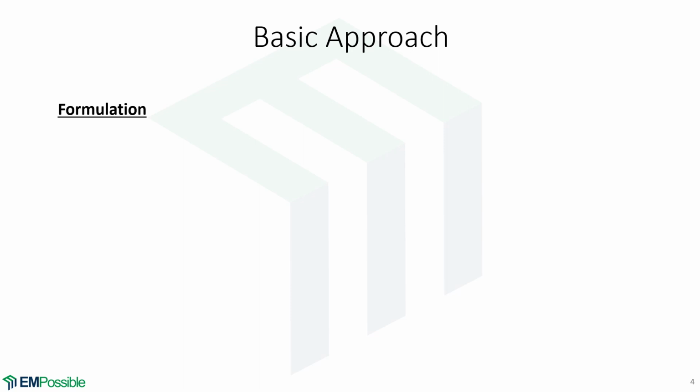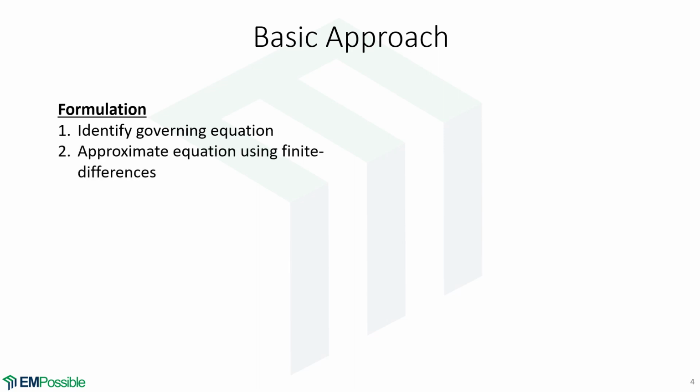So in the formulation, in general, this is how it works. The first thing is you would want to identify the governing equation. For this example, it's the heat equation. In the next example, in the next video, we'll talk about solving electromagnetic problems, so our governing equations in that case is Maxwell's equations. From there, we'll take the governing equation and we will approximate all of the derivatives using finite differences.